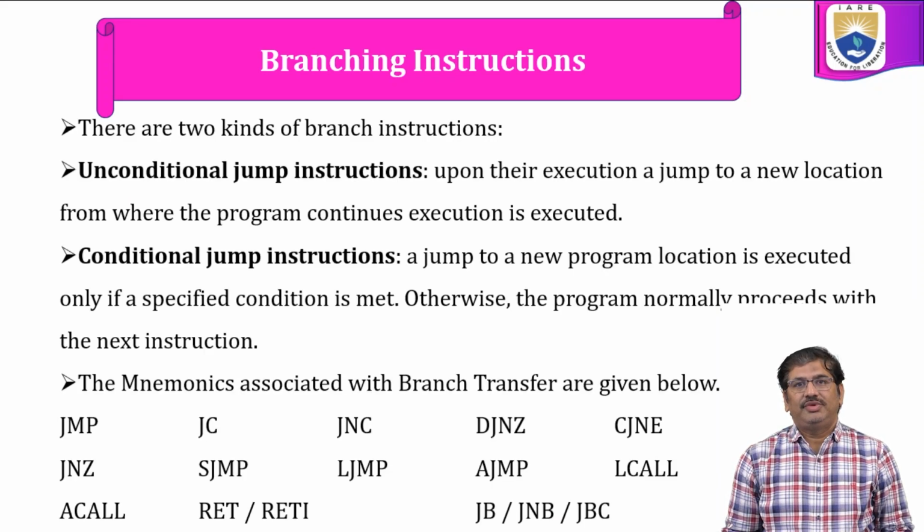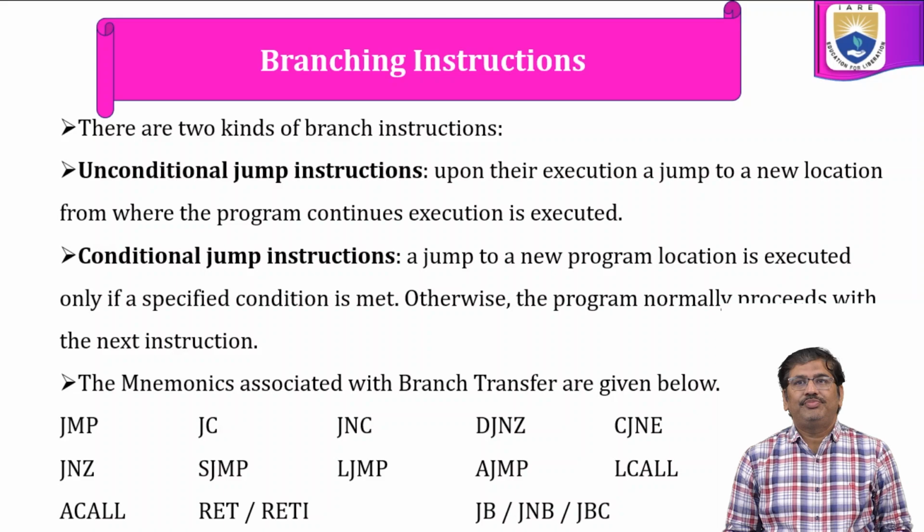Branch instruction means the control will be transferred from the current execution to another location. The new location may be in the same program or in a different program. There are mainly two kinds of branch instructions. One is unconditional jump instructions, or unconditional control transfer instructions. The second category is conditional control transfer instructions, or conditional jump instructions.